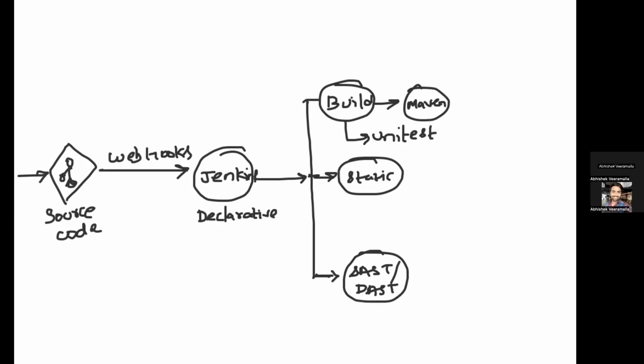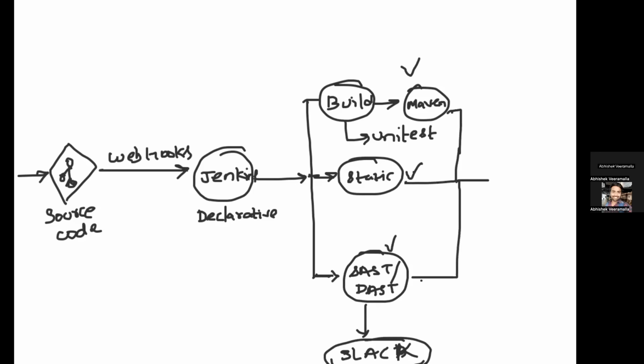If this new change that the developer is writing introduces any security vulnerability, if any of these things fail, then we would send email notifications, or Slack notifications that we have configured. Let's say all of these stages are successfully done, then we would go forward and create a Docker image.